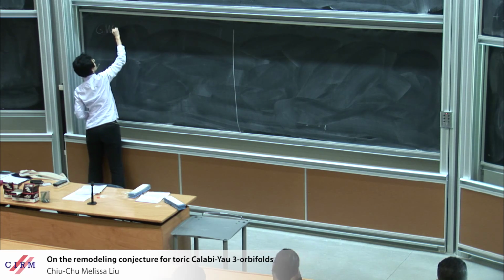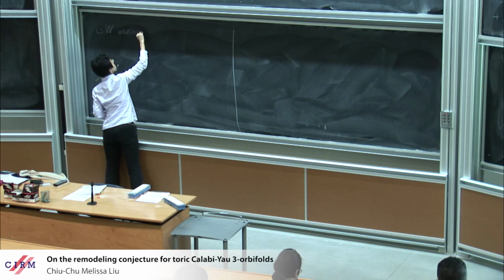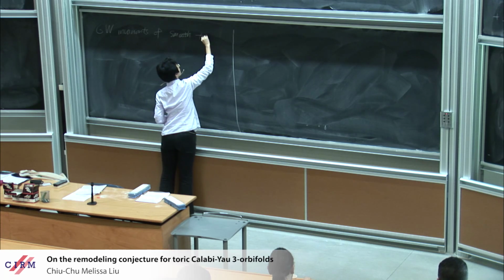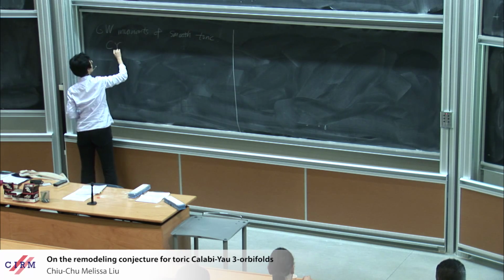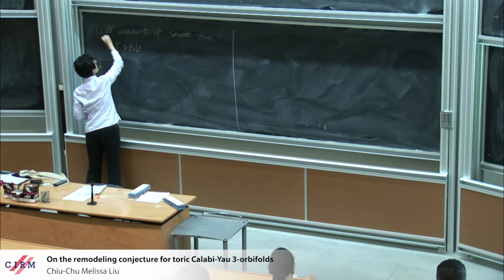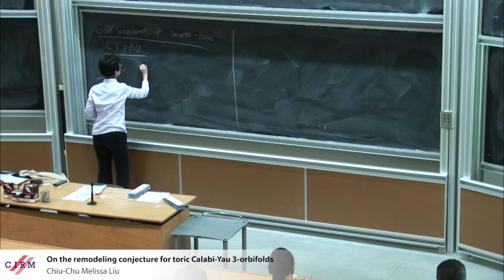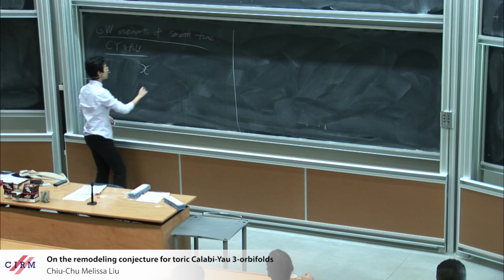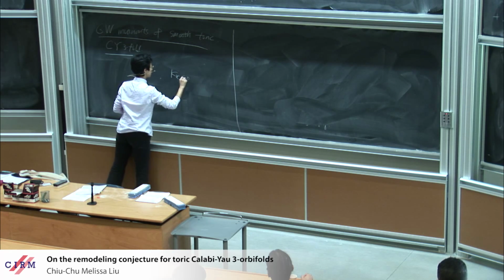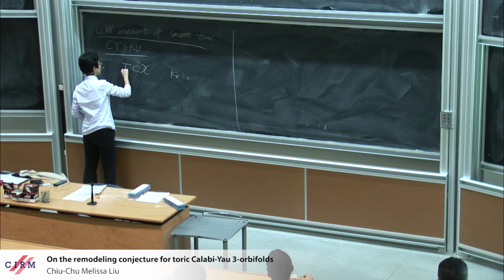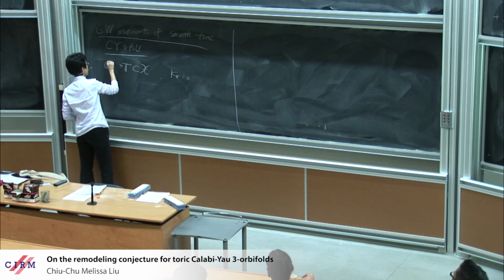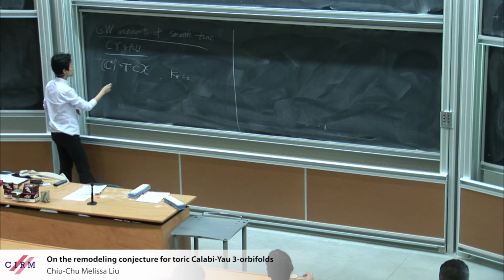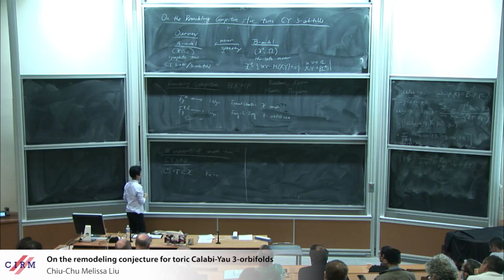So first, Gromov-Witten invariants of a smooth toric Calabi-Yau threefold. X is a smooth toric Calabi-Yau threefold, a smooth complex variety of dimension 3. The canonical divisor is trivial, and there's an algebraic torus T as an open dense subset such that the action of T extends to X.